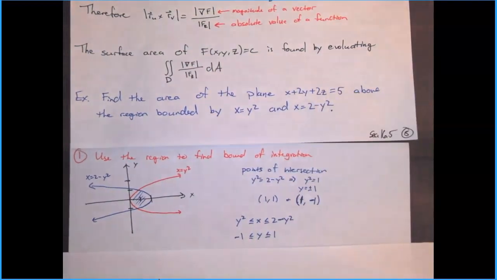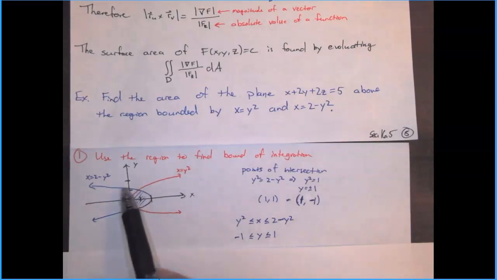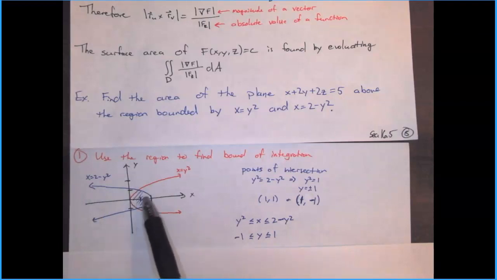I've drawn these two parabolas. x equals y squared is this red parabola. x equals 2 minus y squared is this blue parabola. And then the region between them is here. So this is the region that we're integrating over.